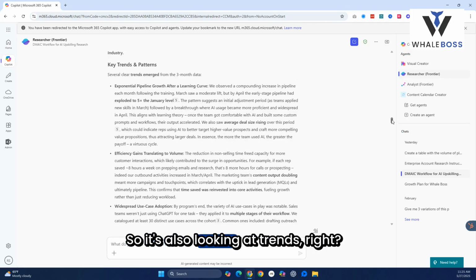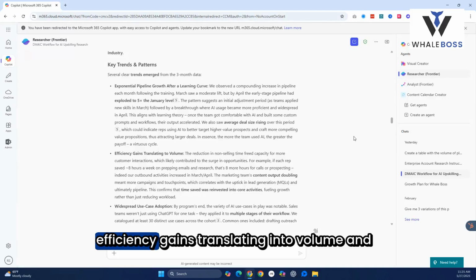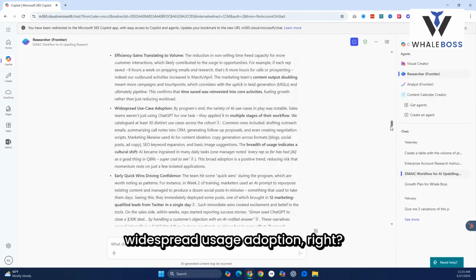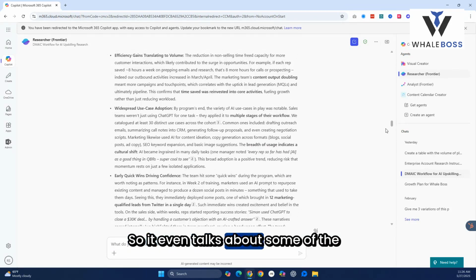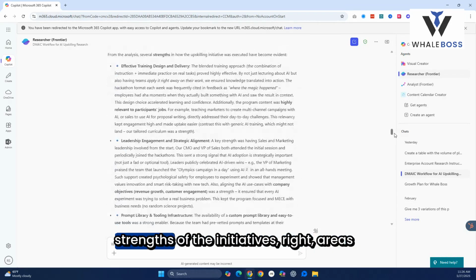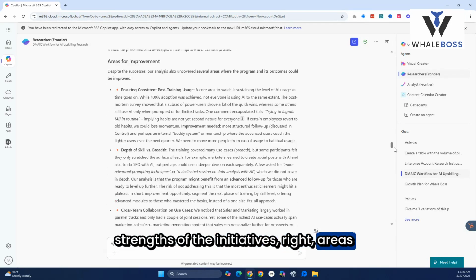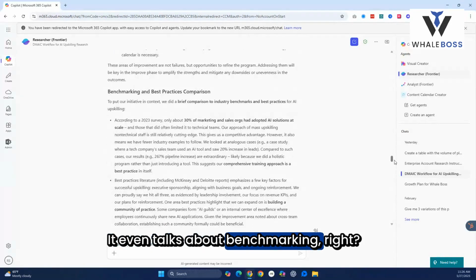So it's also looking at trends, right? Exponential pipeline growth after the curve, efficiency gains translating into volume, and widespread usage adoption, right? So every rep has so far had AI as a good thing in their QBR. It even talks about some of the qualitative components. And then as you could see, it talks about the strengths of the initiatives, areas for improvement, and then it finishes it up. It even talks about benchmarking, right?